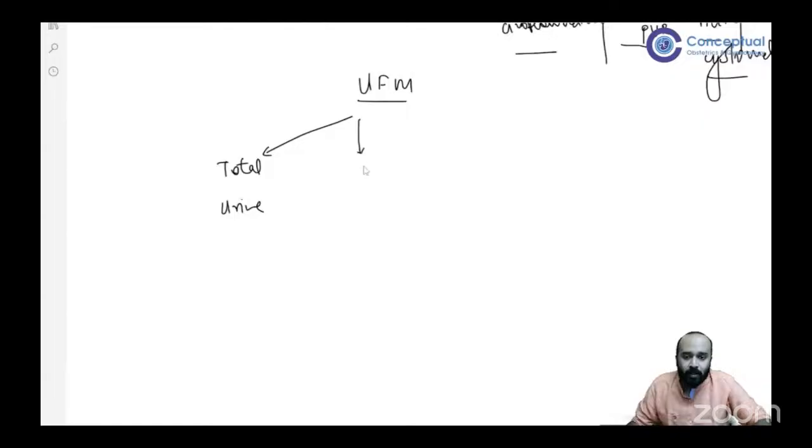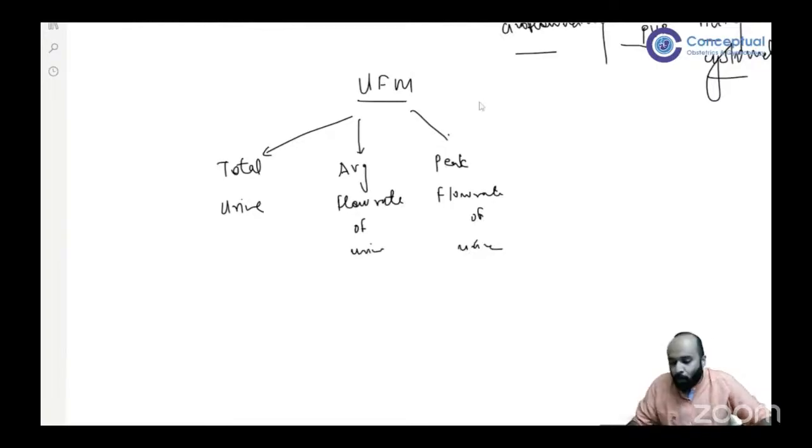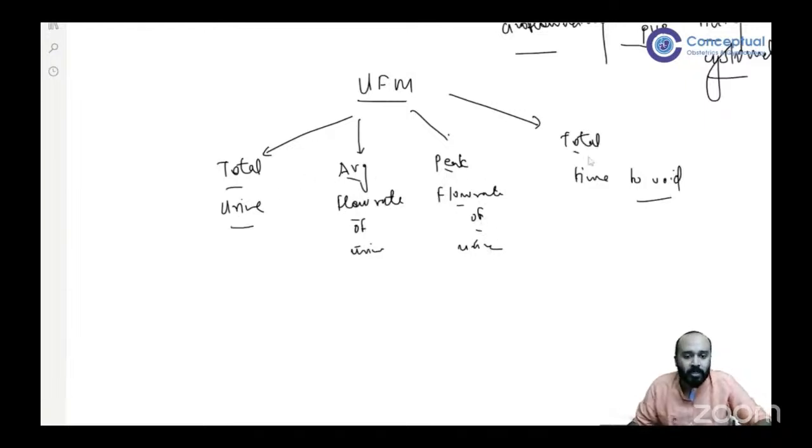Next, I'm going to calculate what was the average flow rate, the urine flow in ml per second. So what was the average of the entire duration? So average flow rate of urine. I would also calculate what was the peak, the maximum flow rate that was achieved during urination. So peak flow rate of urine. Next, I'm also going to check the total time that was required to void the entire urine. Total time to void the entirety of urine. So these are the four aspects that are going to be measured by my uroflowmetry.